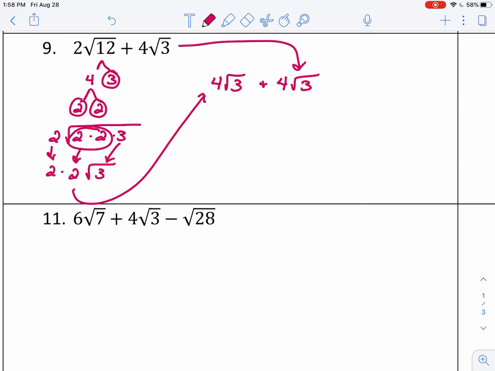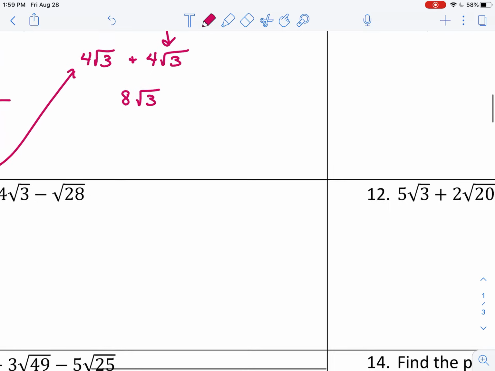If I hand you 4 kittens and you already had 4 kittens, you have a bunch of kittens. If you already have 4 root 3s and somebody hands you 4 root 3s, you still have root 3s. You just add the numbers out front to figure out how many of them that you have. You would have 8 root 3s.